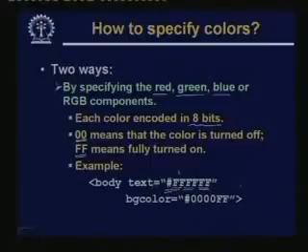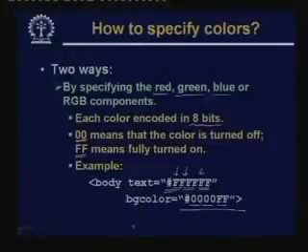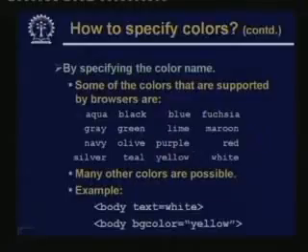In the first one, red is FF, green is FF, blue is also FF, which means red, green, blue are all maximum, the combination of which means white. This is how we specify the white color. Similarly for BG color, red is 0, green is 0, blue is maximum. So we are specifying a deep blue color. In this way we can specify any kind of color if you know which combination will result in which color. But there is an easier alternative.